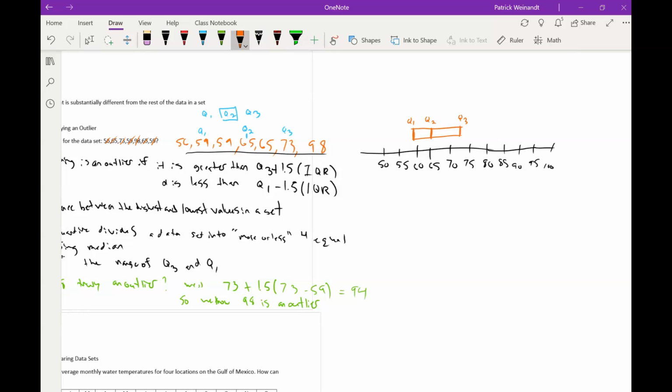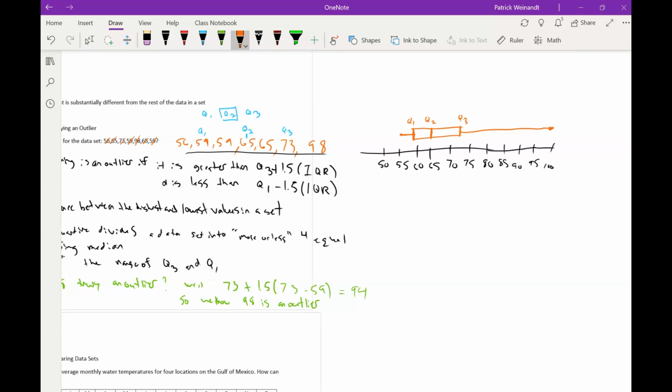Okay, and then the whiskers are just basically the extremes of the data set. They're the lowest and the highest point. It kind of shows you where the data ranges from. So we start at 56, that's going to be right here, and we go all the way up to 73. Now if you're including an outlier, or excuse me, we go all the way up to 98.